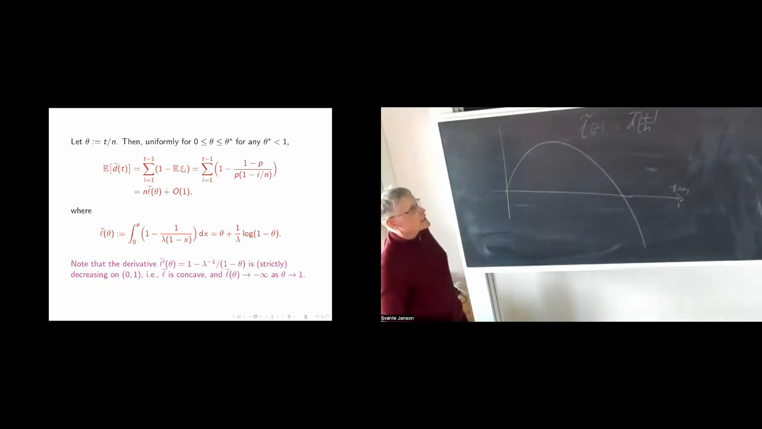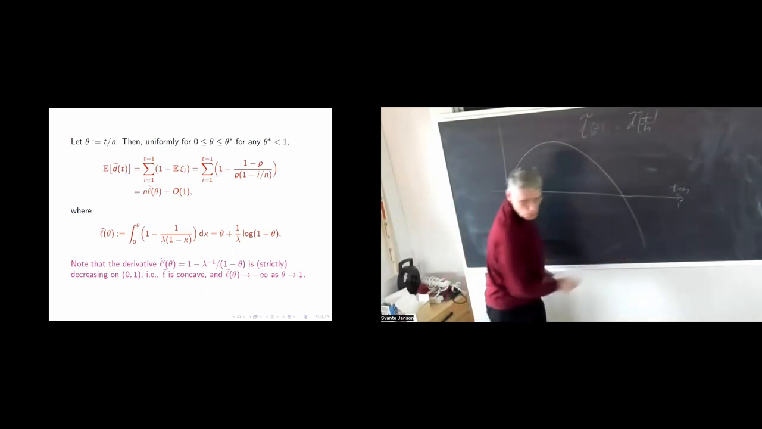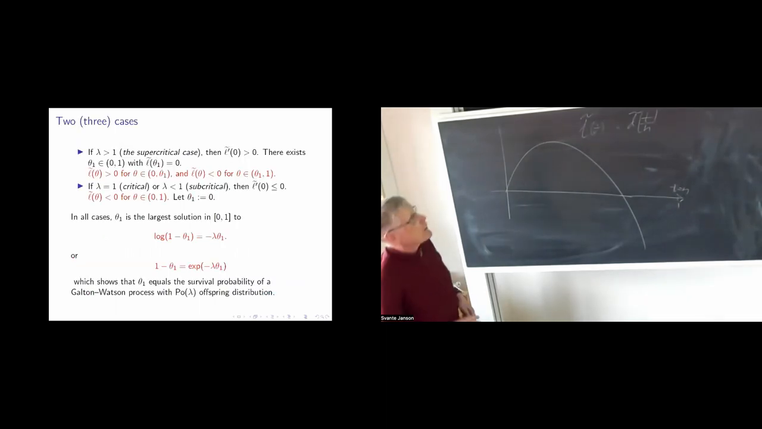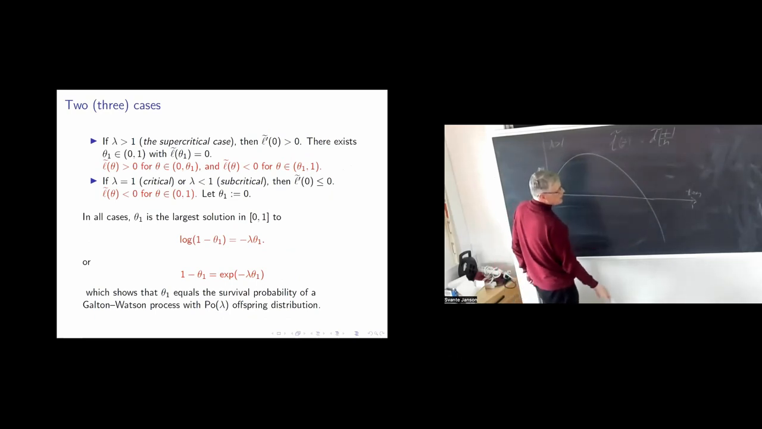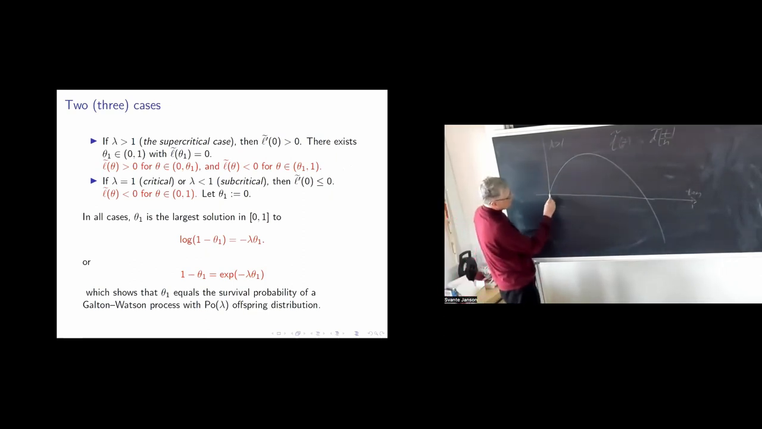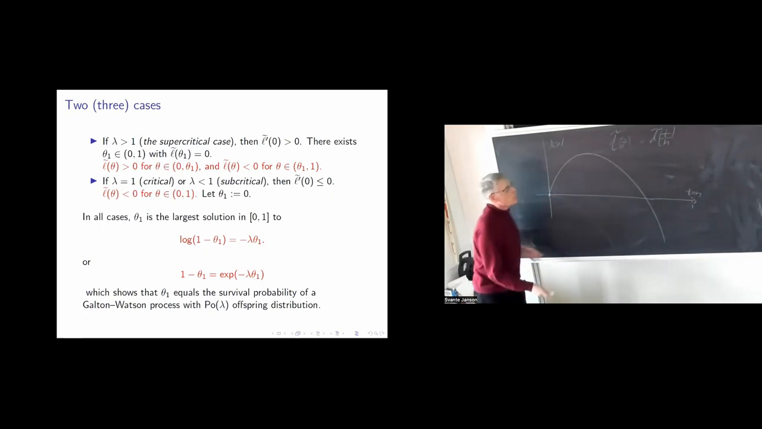The derivative of this is strictly decreasing, so it will be a concave function, which will go to minus infinity as we approach one, as you can see here on my blackboard, if you see the blackboard. So there are now two cases. The derivative at the origin is, I think, lambda minus one. So if lambda is bigger than one, it will be positive here. It will become zero at some point, and then go to minus infinity. The other case, if lambda is less than one, it will look something like this, which is less interesting, maybe. So in the supercritical case, as we call this, we have a graph like this.